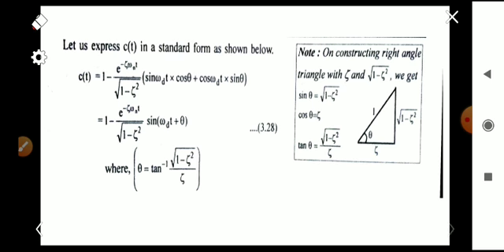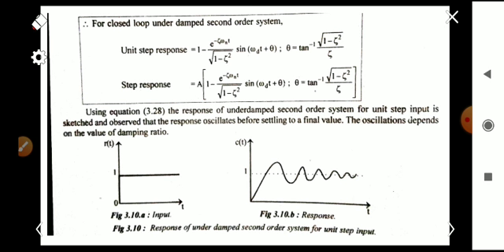C of t. If instead of a unit step input we give a step input of amplitude A, we have to multiply the amplitude A with our entire response. That is, A times 1 minus e raised to minus theta omega n t divided by root of 1 minus theta square, sin of omega d t plus theta.